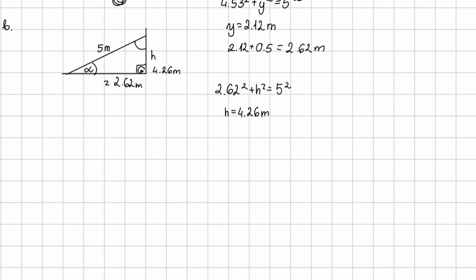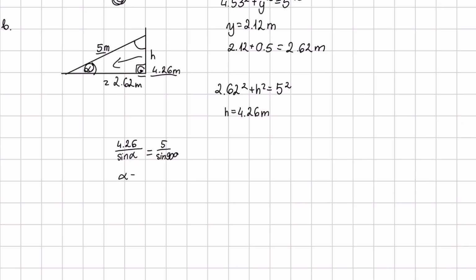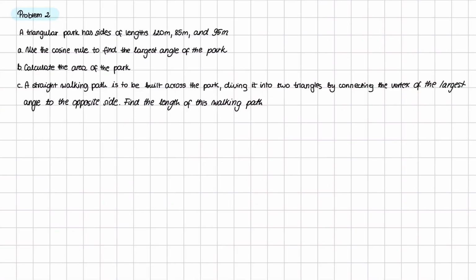And now we will use just our sine rule. So we're looking for this angle, and we have this side. So 4.26 over sine alpha equals, and the side that we have and the angle that we have, so 5 over sine 90 degrees, and alpha is 58.4 degrees. Problem 2. A triangular park has sides of lengths 120 meters, 85 meters, and 95 meters.